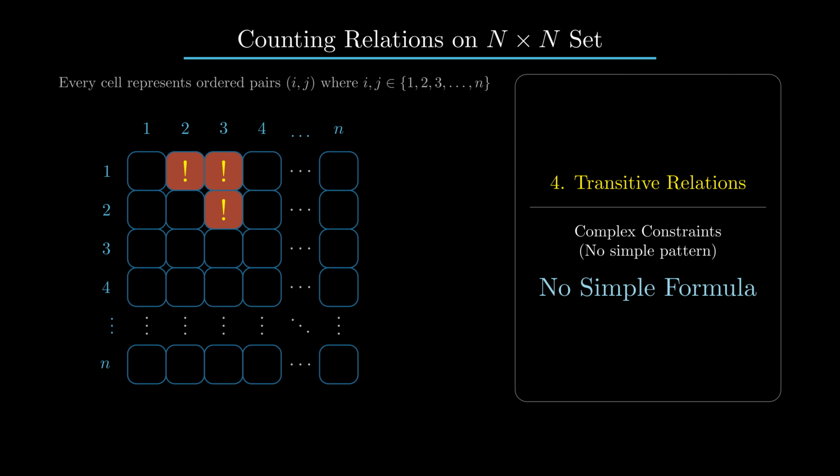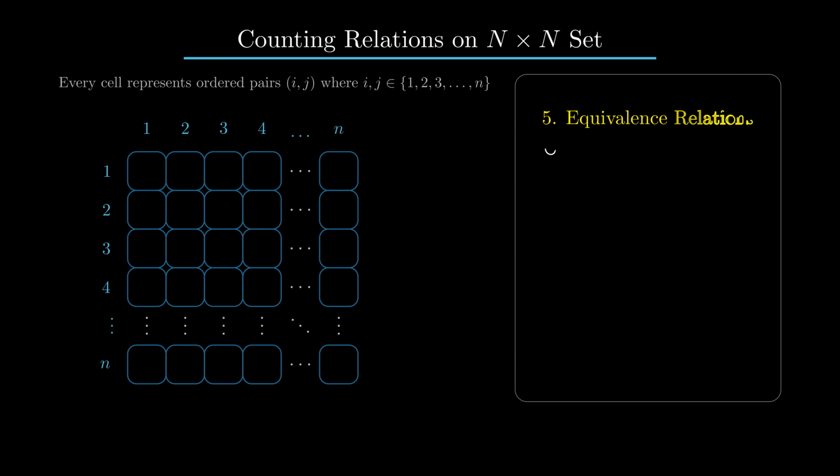Finally, equivalence relations. These are relations that are reflexive, symmetric, and transitive. Counting these is the same as counting the number of ways to partition a set. These counts correspond to the Bell numbers, denoted as Bn, which satisfy a recurrence relation involving binomial coefficients.